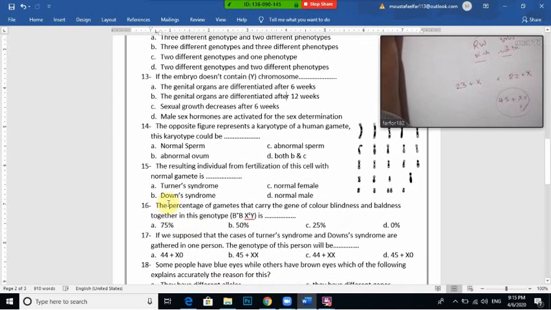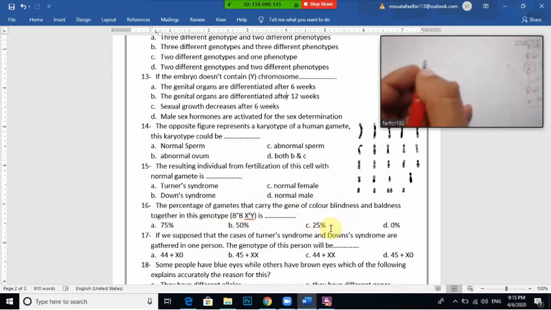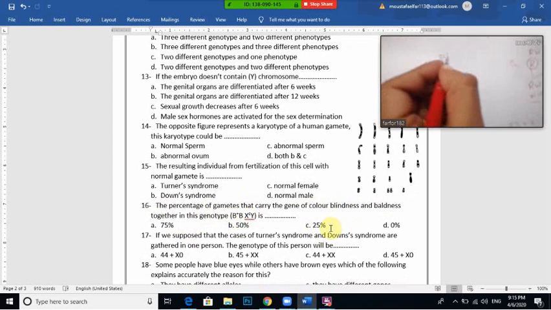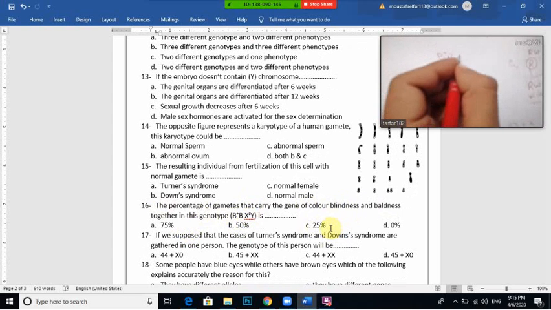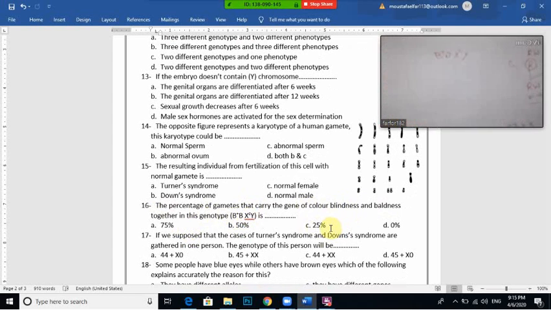Number 16, the percentage of gamete that carries the gene of color blindness and baldness together in the genotype B plus B, X small c Y, is 25%, and let's prove it. The individual here carries B plus B, X small c Y. So the first gamete will be B plus X small c, the second one will be B plus Y, third one will be B X small c, and the last one will be B Y.